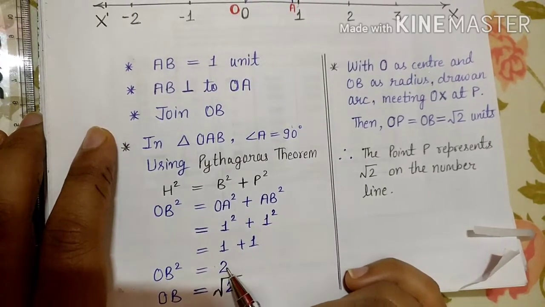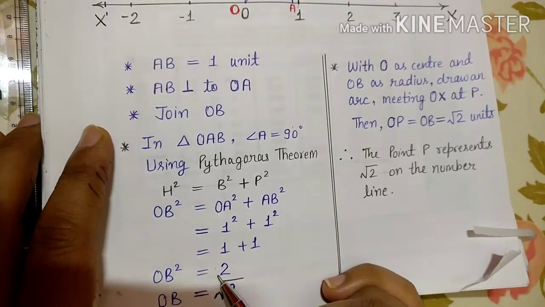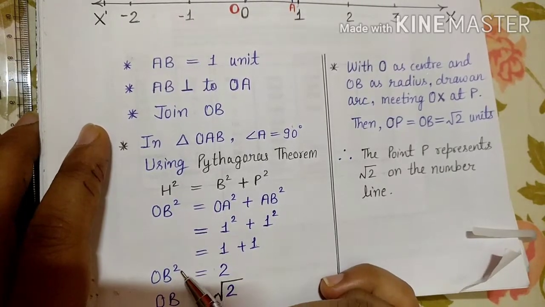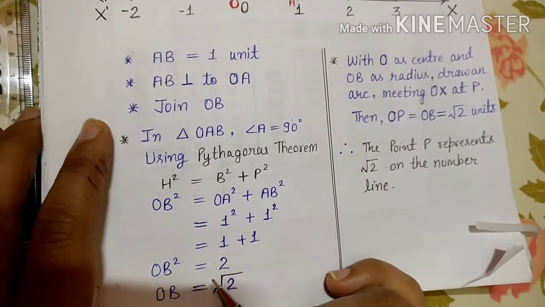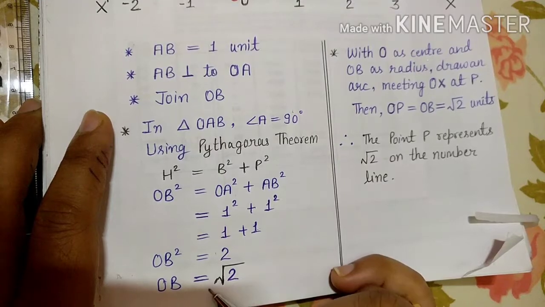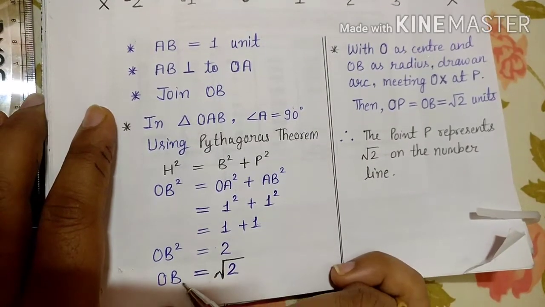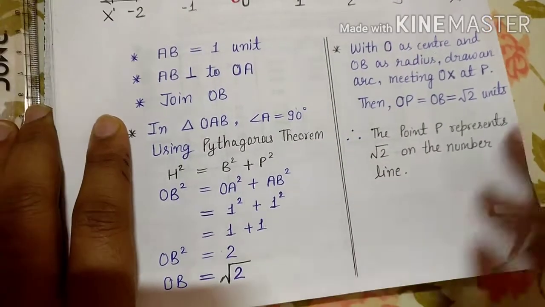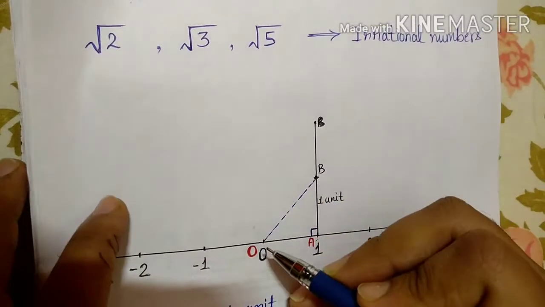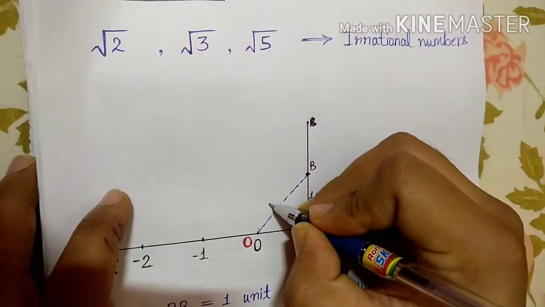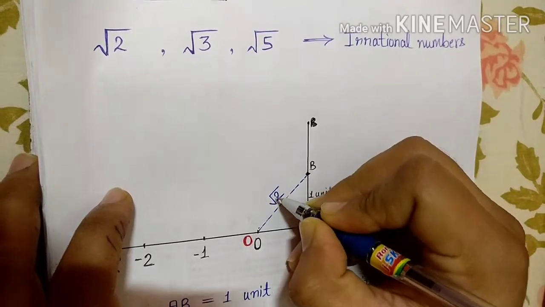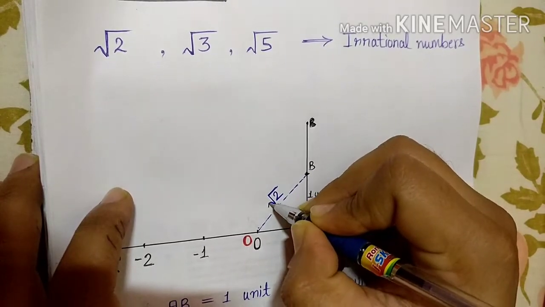So 1 plus 1, how much? 2. So our OB square equals what? 2. Now when we move this 2 from here, it goes under root to the right hand side. So OB equals what? Under root 2. OB becomes under root 2.